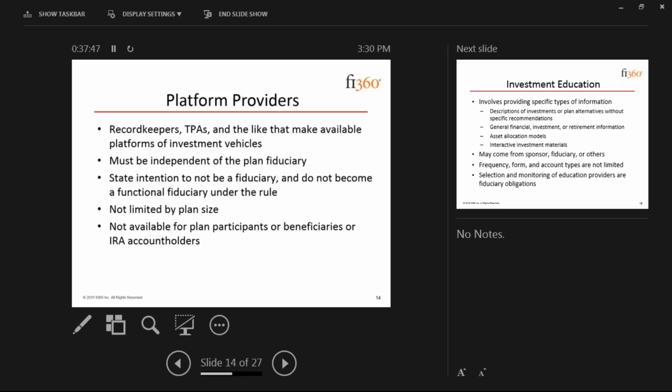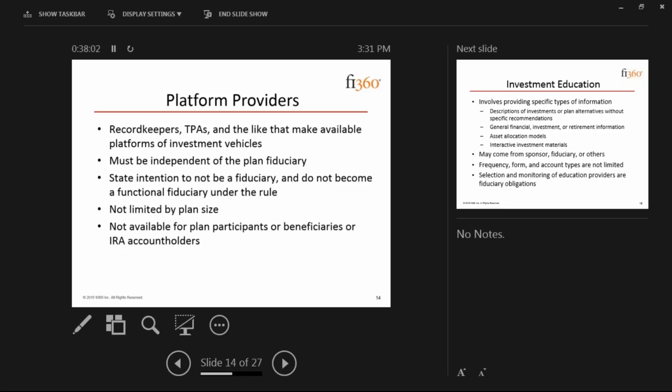Record keepers or TPAs that are doing that, you're getting very close to it. In some cases, they probably are crossing the line and becoming functional fiduciaries. So this is something that may be scrutinized a little more closely under the new rule.